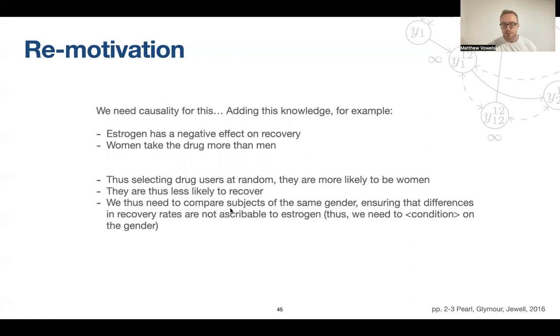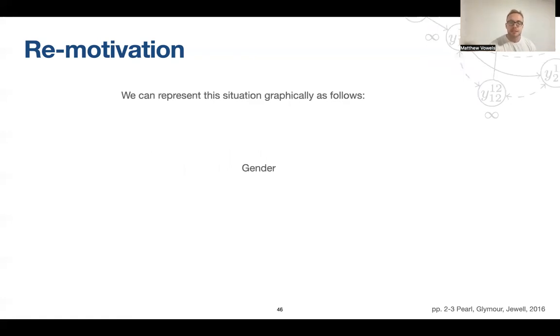So here, the consequence is that we need to condition on or compare subjects of the same gender. When we condition on, we sort of zoom in on a subset of our data. And by doing so, we ensure that differences in recovery rates are not spuriously ascribable to estrogen instead of what we care about, which is the effect of the drug. So we can represent this situation graphically.